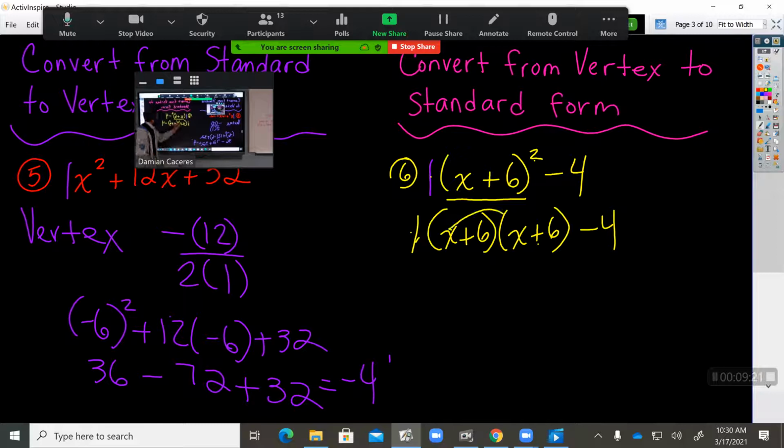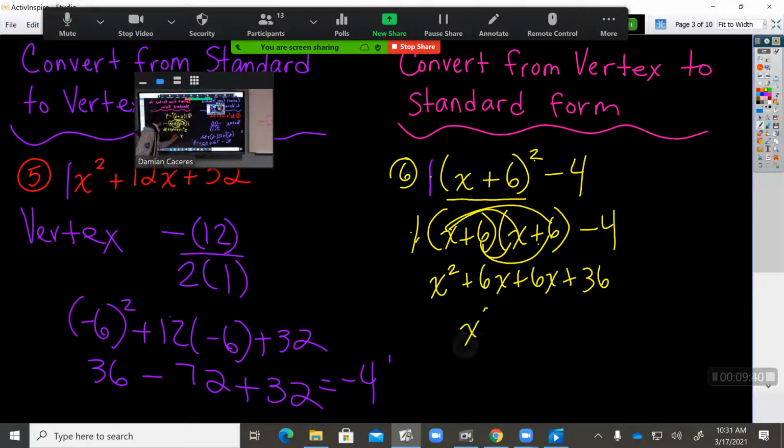So here we have x times x, x to the second power. X times positive 6 is positive 6x. We distributed the x, now we got to distribute the 6. 6 times x, another positive 6x. 6 times 6, positive 36. Now put a parenthesis on your result here once you simplify. So x squared plus 12x plus 36.